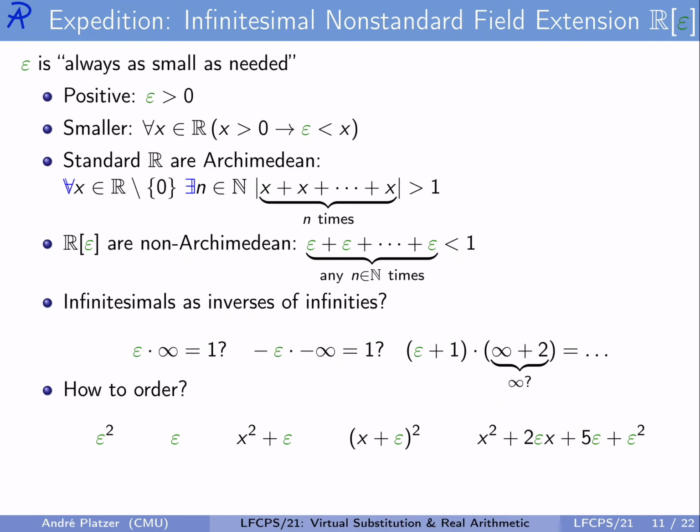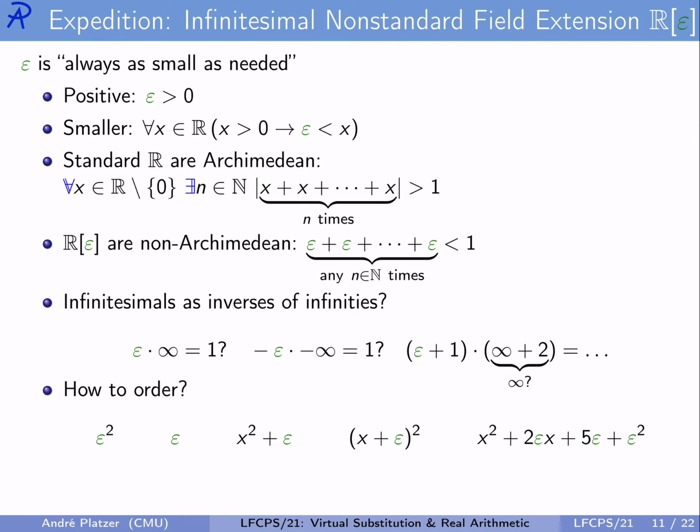The Archimedean property says even tiny things, if you add them up enough, will exceed big things. But that's very different for the infinitesimals. So the reals with the infinitesimal added on to them are non-Archimedean. Why? Because even if you add any natural number of times this infinitesimal to itself, will it still be smaller than 1? So that's the non-Archimedean property that says there are things that are so tiny that no matter how often you add them to themselves, a natural number many times, do they still not account for anything?